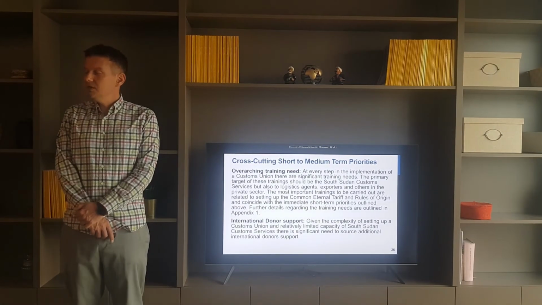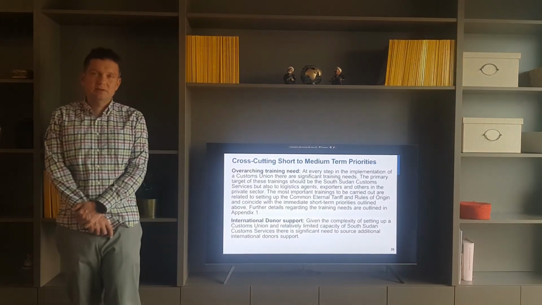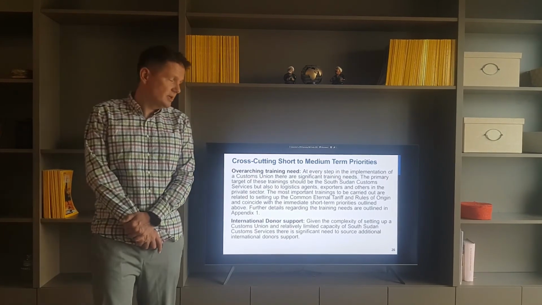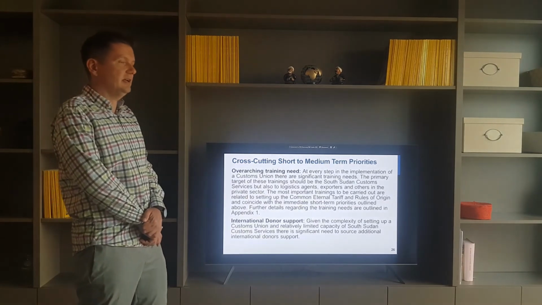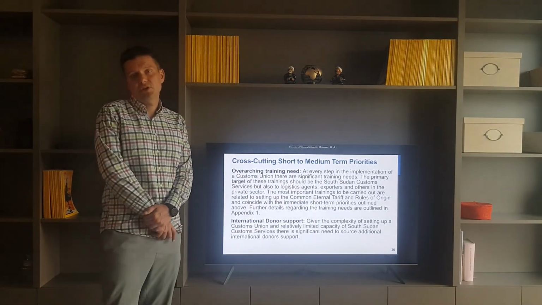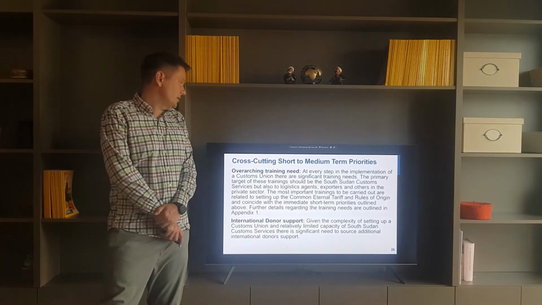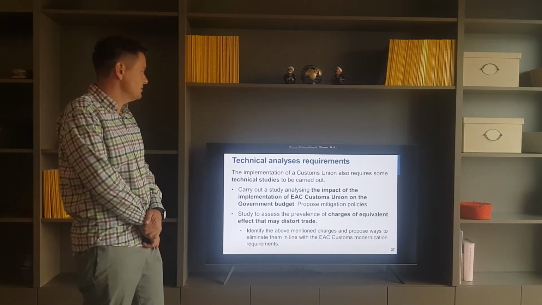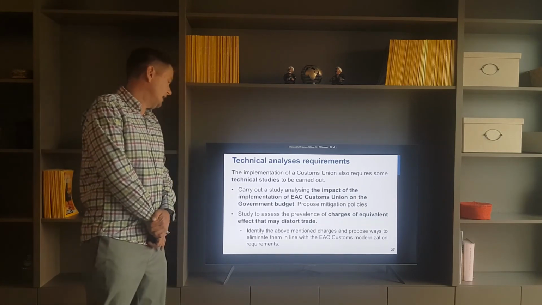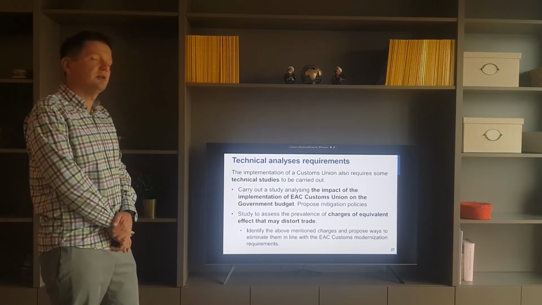Cross-cutting short to mid-term priorities is training. It is critical to increase training because of the sophistication and complexity in implementation of all those issues. Okay, international donor support may be very necessary. In terms of technical analyses and requirements, I would argue that there are some technical reports that need to be done.